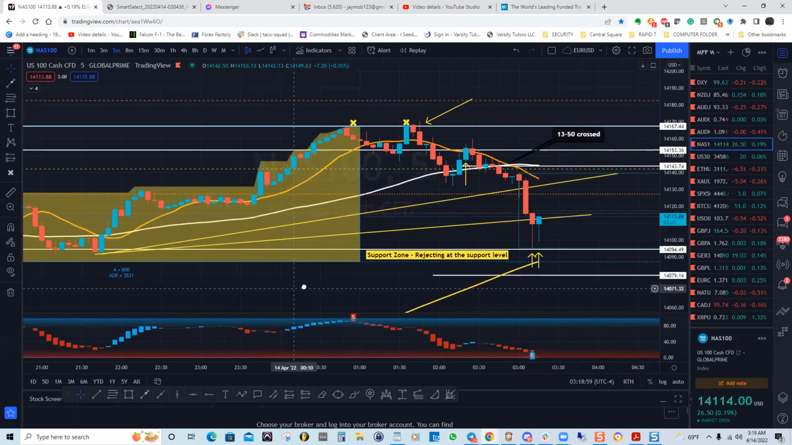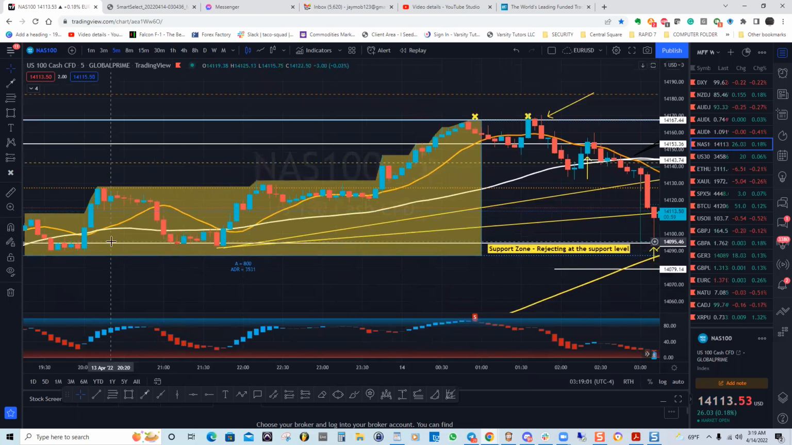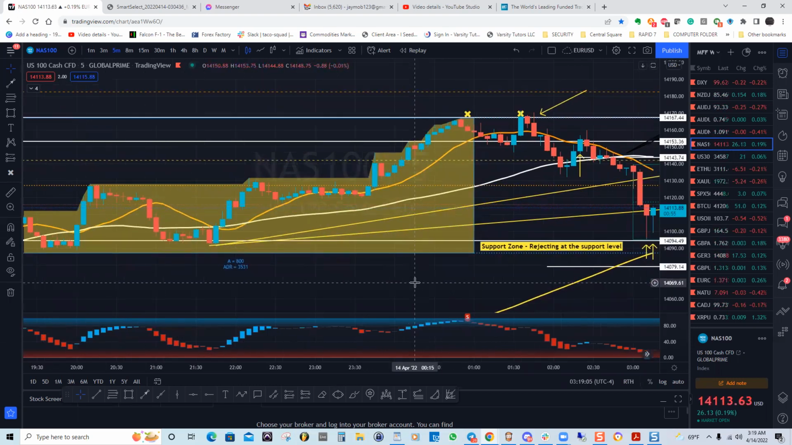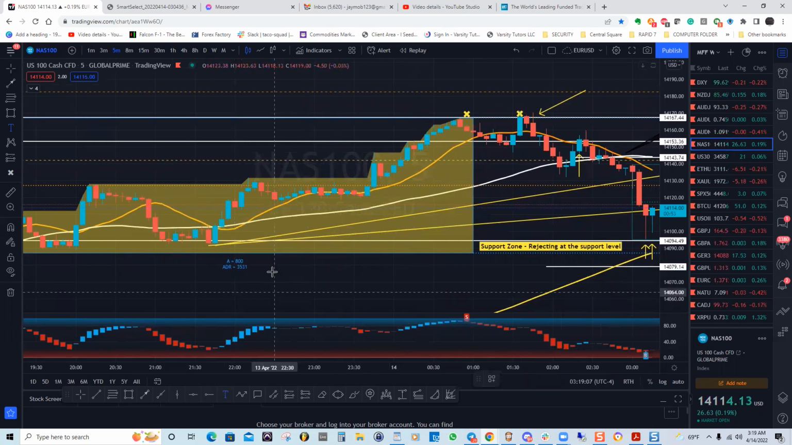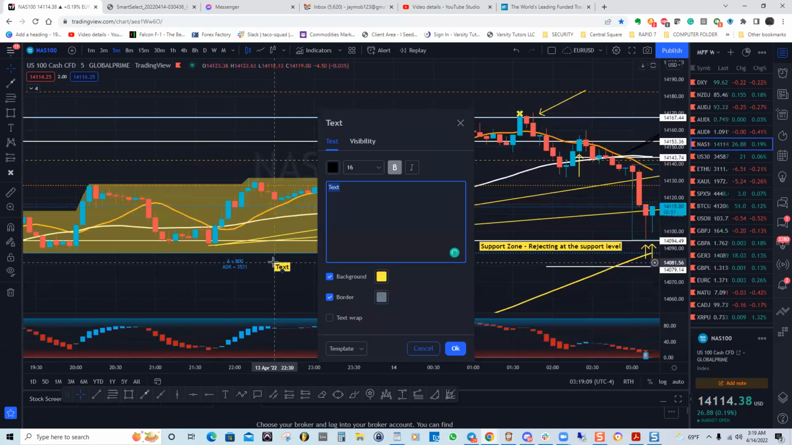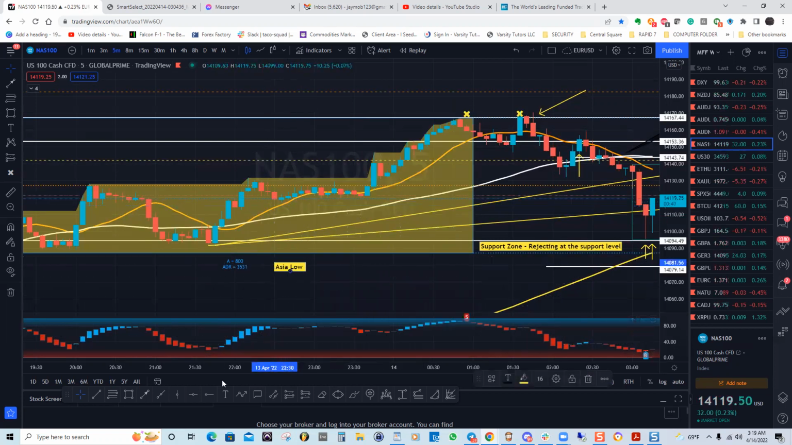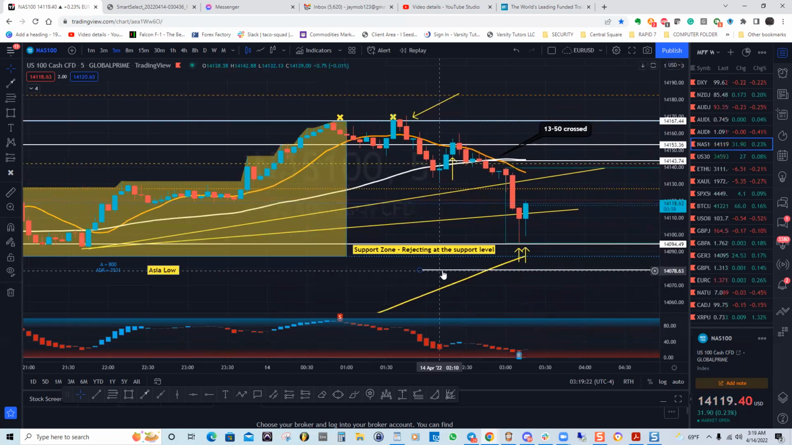I look left. Look left told me over here, see, support zone over here. Support zone, support zone, support zone. This is the bottom of Asia. So it didn't even make it to the bottom of Asia. See that? The bottom of Asia, or Asia low. It didn't even break to the bottom of Asia. Here's the Asia low right here. So I wanted to go to the 200, but I didn't even make it that far.